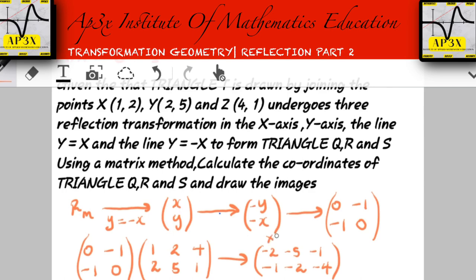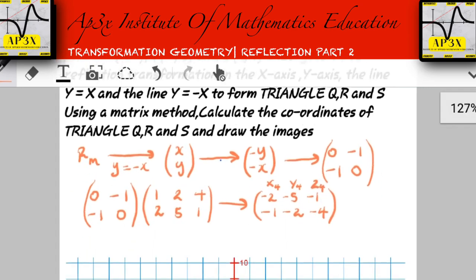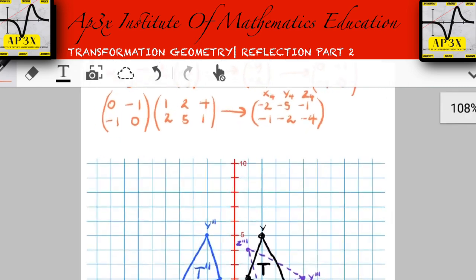And that's going to become, let's just call this x sub 4, y sub 4. It's kind of hard to put 4 strokes here, so let's write it a little bit better and keep everything neat and tidy. So let's call this x subscript 4, y subscript 4, and z subscript 4. And so therefore we're going to plot our points on the graph.